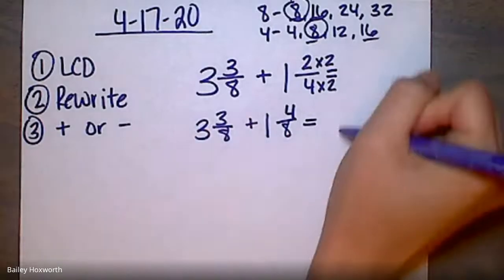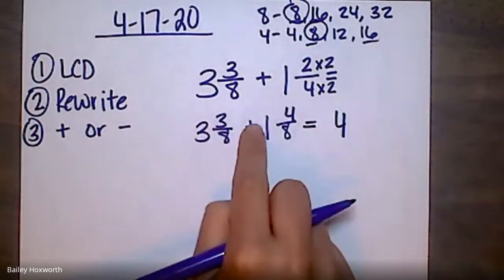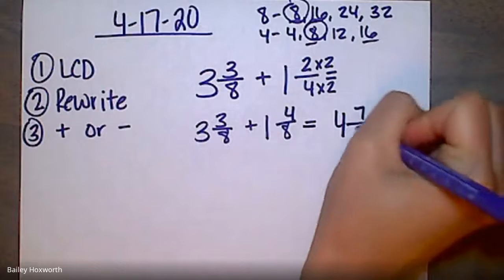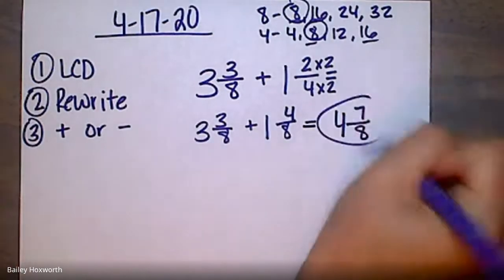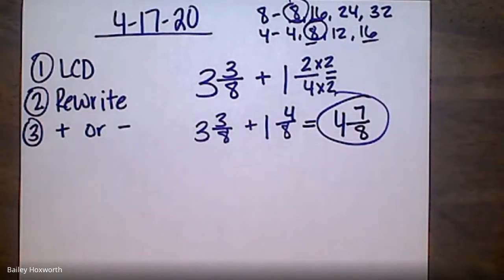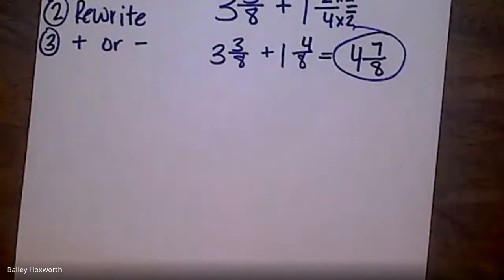3 plus 1 is 4. 3 plus 4 is 7. Denominator stays the same. Bam. 4 and 7/8. Everybody remembering this? Hope so. Okay. Nice one.